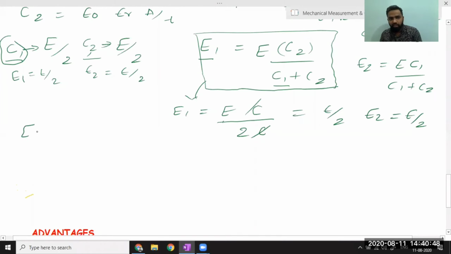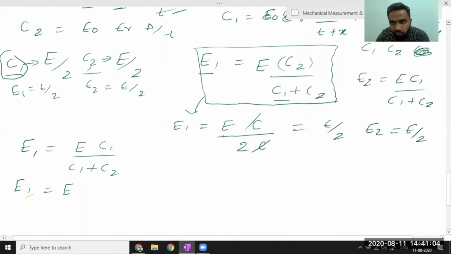Just try to understand. Now what I'm saying, E1 is equal to E, C1 upon C1 plus C2. Now E1 will be as it is, E will be as it is. Now you know the value of C1. What is the value of C1? We have already found the value of C1.